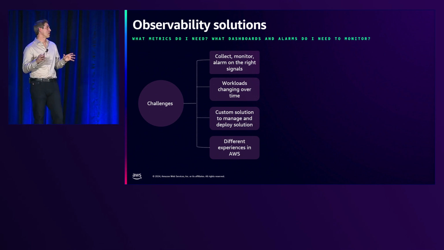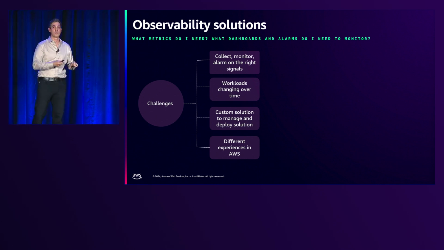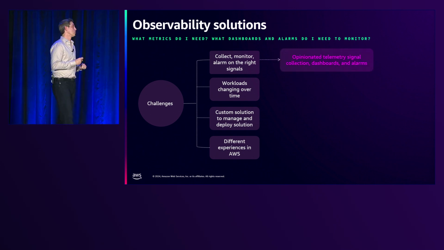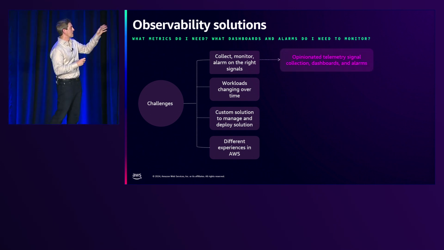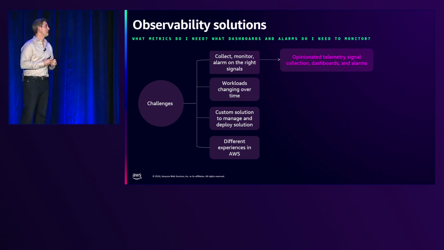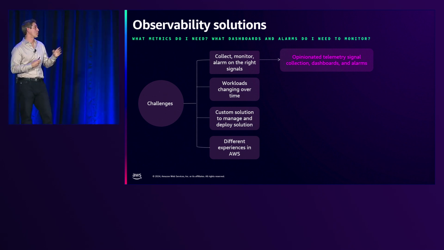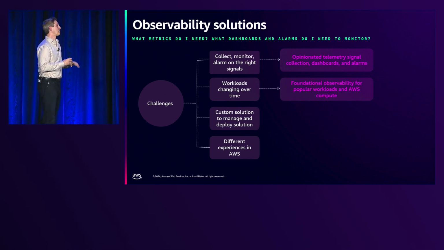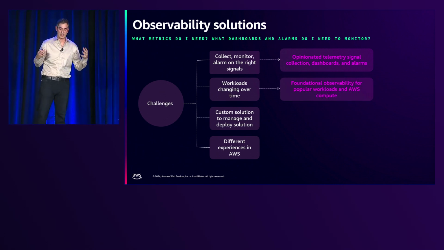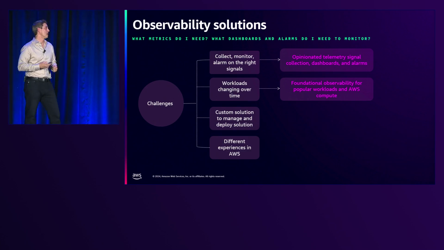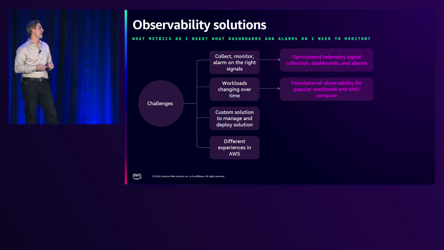I'm excited to announce that we've just announced our support for an observability solutions catalog, so 30+ pre-built solutions that give you opinionated telemetry signals for collecting data, providing default dashboards and alarms for some of these third-party solutions and AWS services. This is a foundational set of observability solutions that you can easily get started with, learn from how we monitor these applications, and customize as you need across both EKS and EC2.